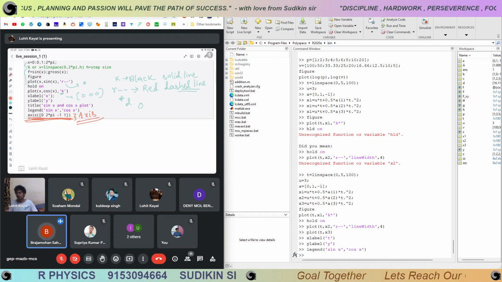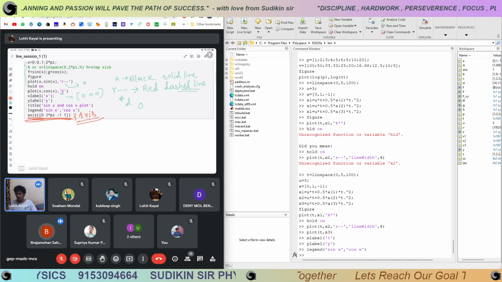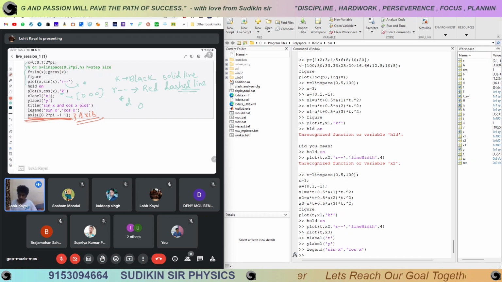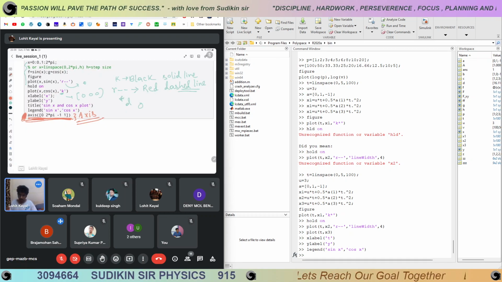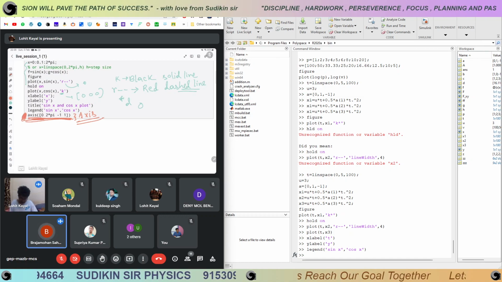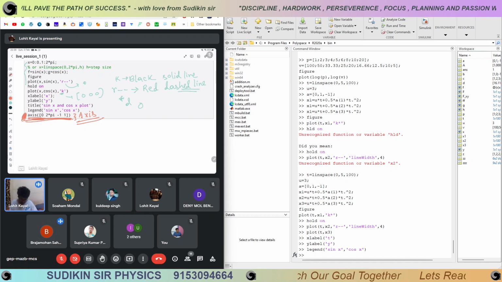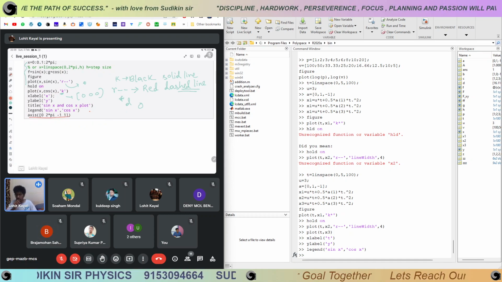Sir, I'm saying that on the x-axis it's 0 to 2 pi. So you were talking about this, right? Yes, sir. I'm asking how you write it for the x axis and the y axis. So this is the syntax for both of the axes.